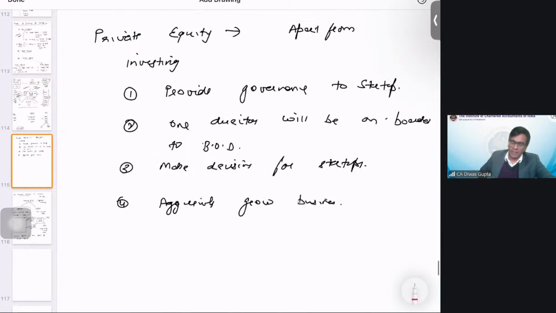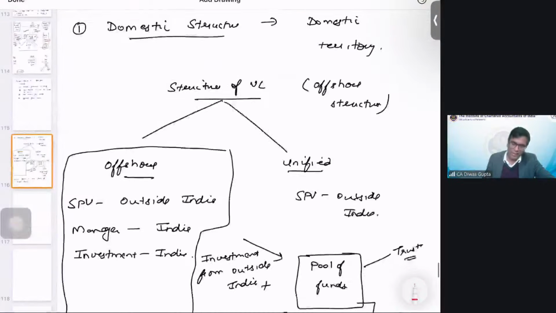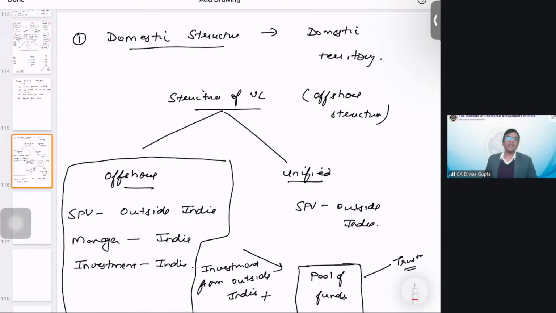So what we understand is private equity, apart from investing, will provide governance to the startup. One director will be there on the board, make decisions for startups, and agree to grow the business. So they will aggressively grow the business, students.